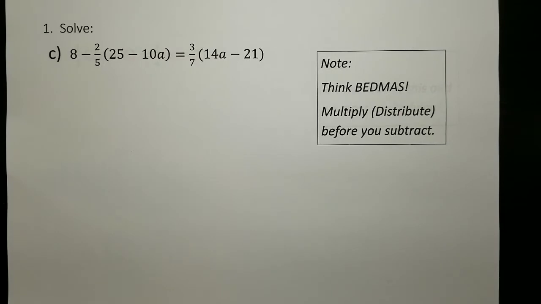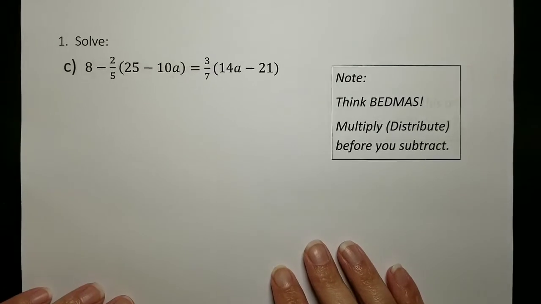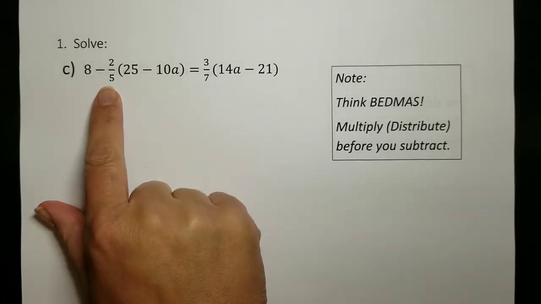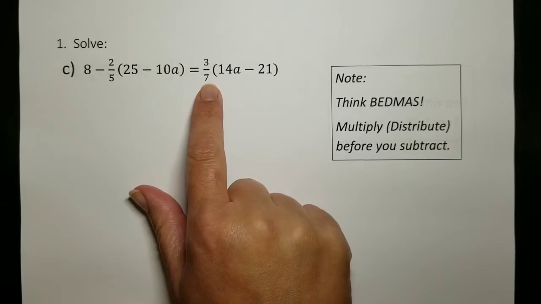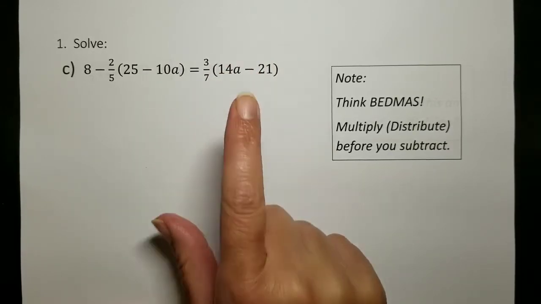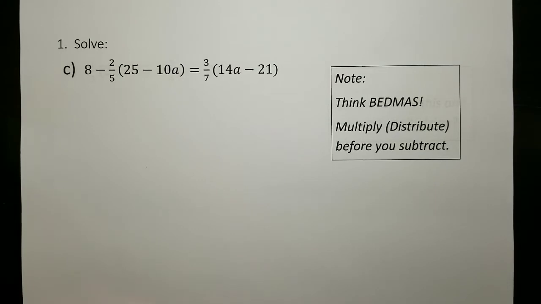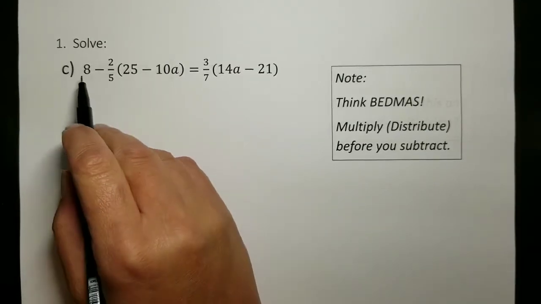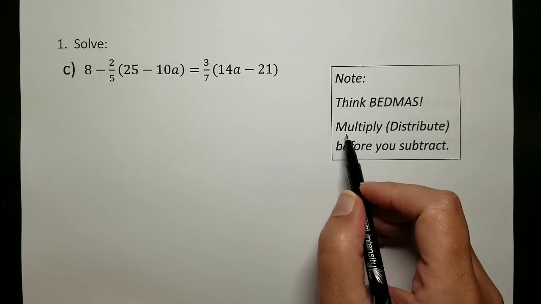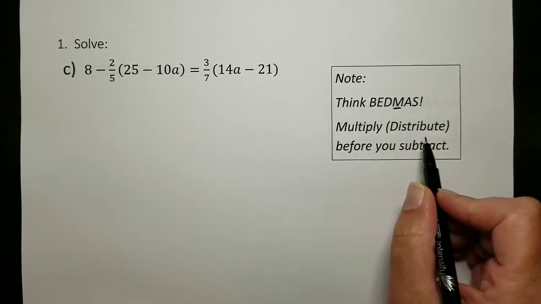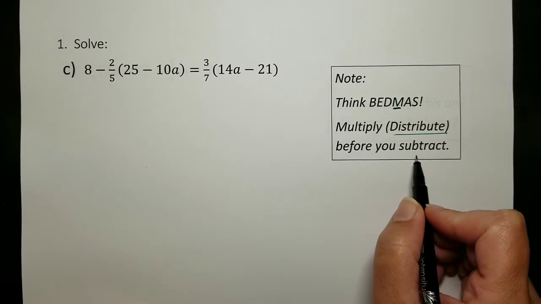In example C, what's new here? Here we have fractions, but we also have brackets. So we're going to have to distribute, and there's a common mistake that I want to point out here. We have 8 minus 2/5 times this bracket, and then 3 over 7 times this other bracket. At this point, we need to be careful. This says multiply. Remember BEDMAS, we've got multiplication, which is distributing. We have to do that before we subtract.